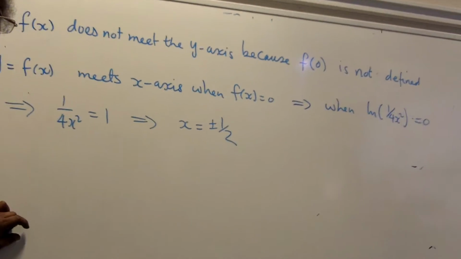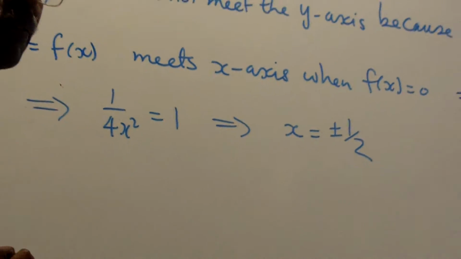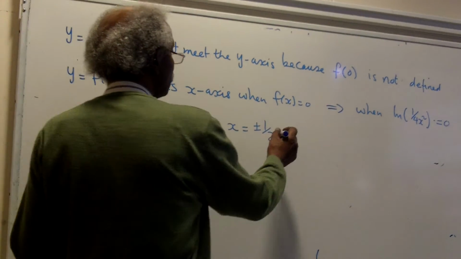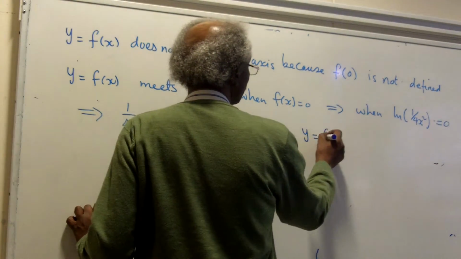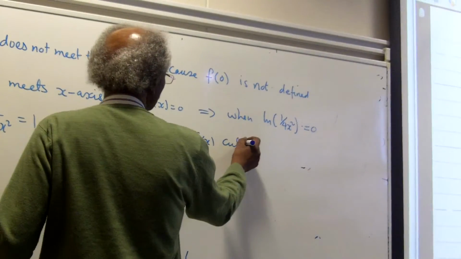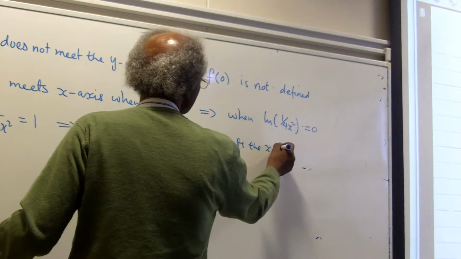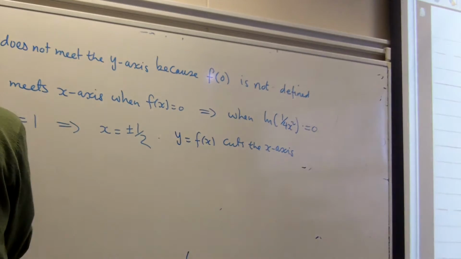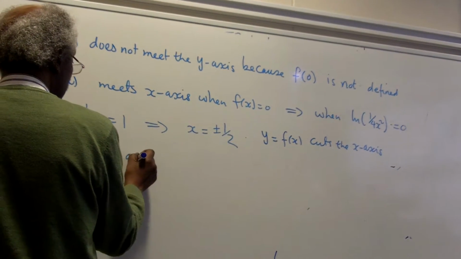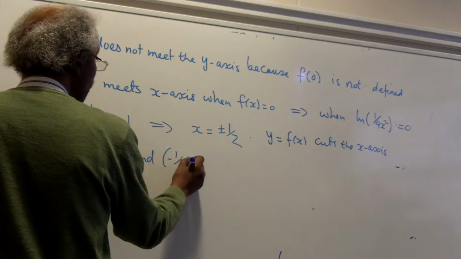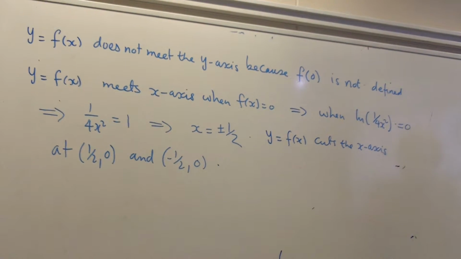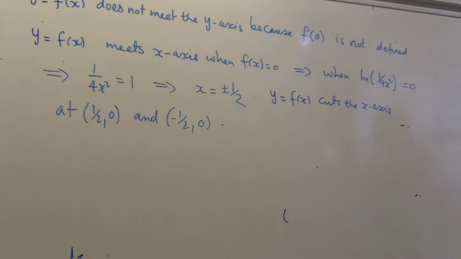These two are the x-coordinates at the point where the graph cuts the x-axis. Therefore, y equals f(x) cuts the x-axis at (1/2, 0) and (-1/2, 0). Okay, these are the two points where the graph cuts the x-axis.